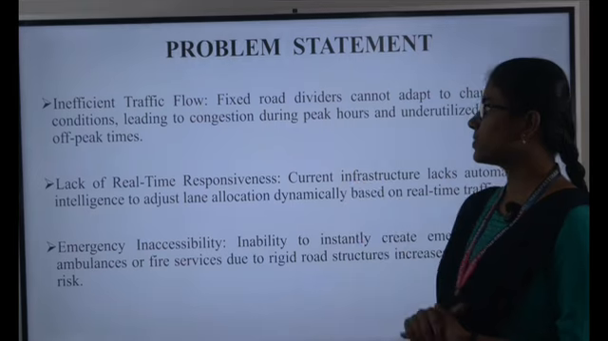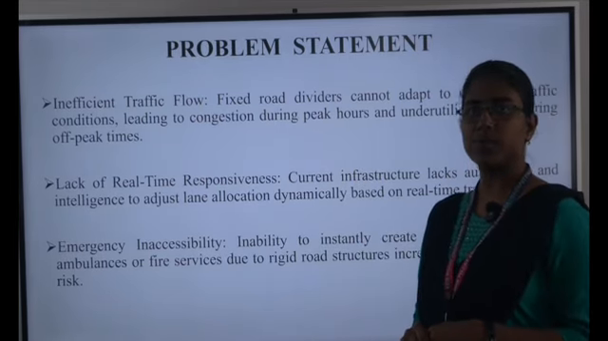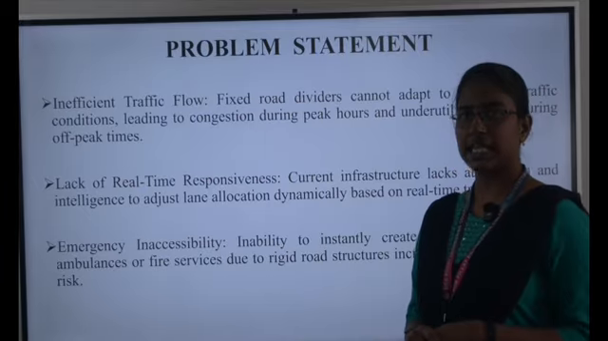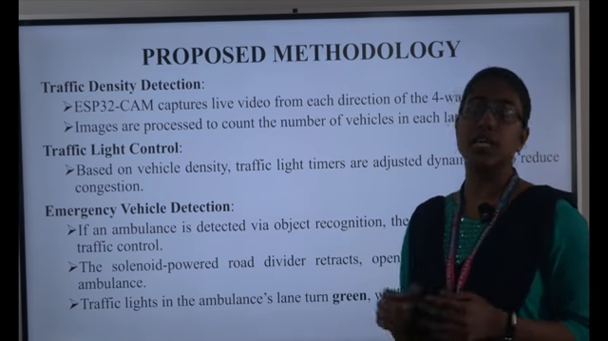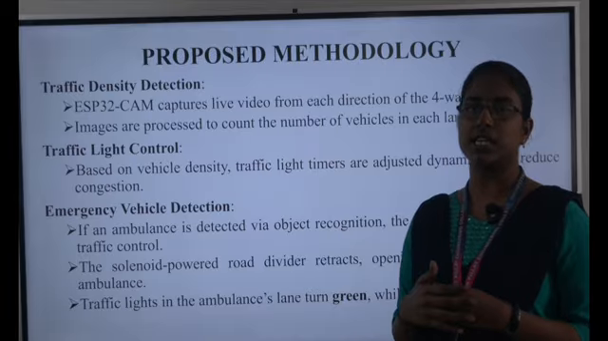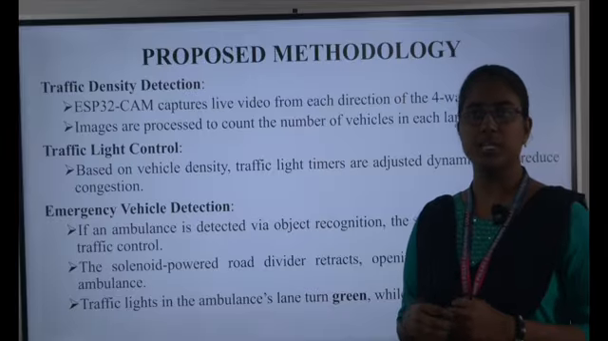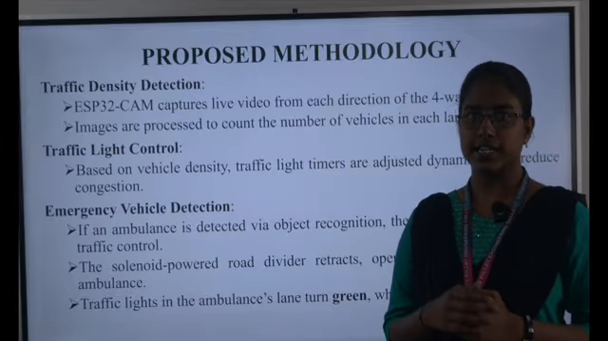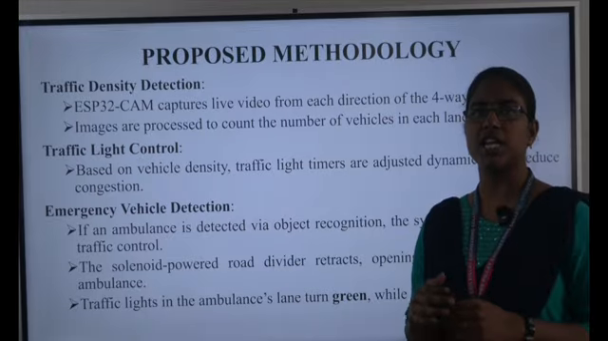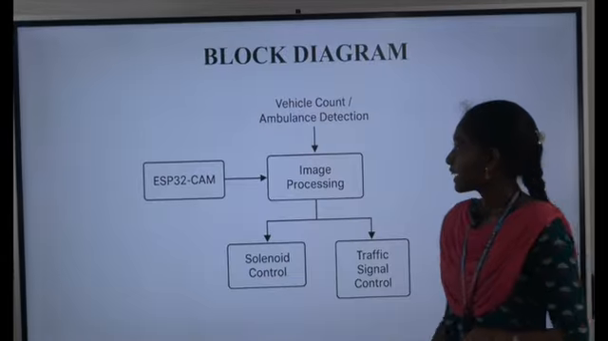This is our problem statement. The problems are inefficient traffic flow, lack of real-time responsiveness, and emergency inaccessibility. In existing technology, they used RFID tags and IR sensors to detect and reduce traffic congestion. In our proposed methodology, we use the ESP32 cam to detect ambulance images, and a solenoid to move the divider up and down to reduce traffic congestion.